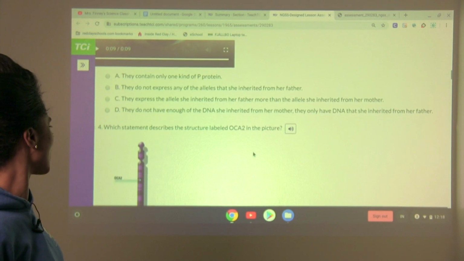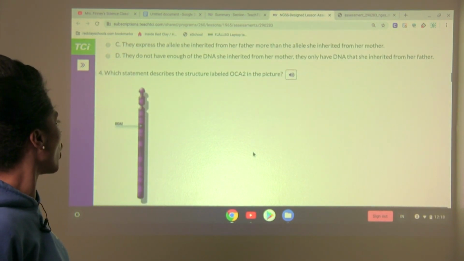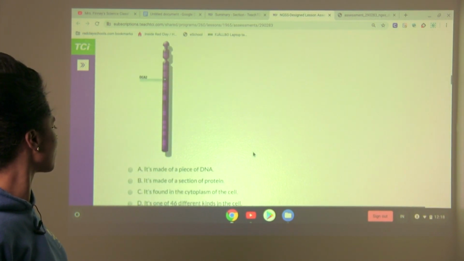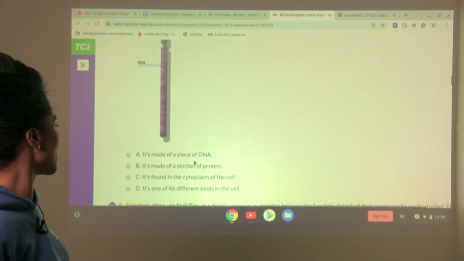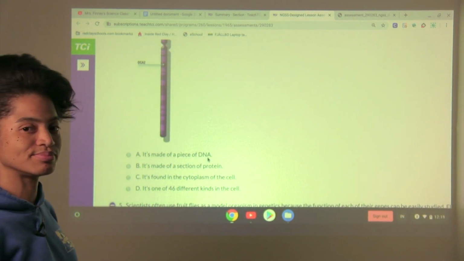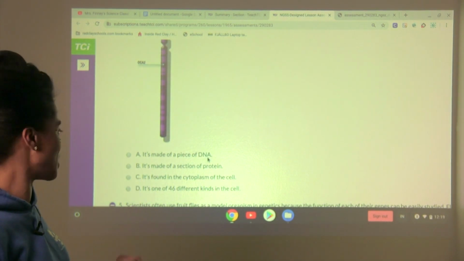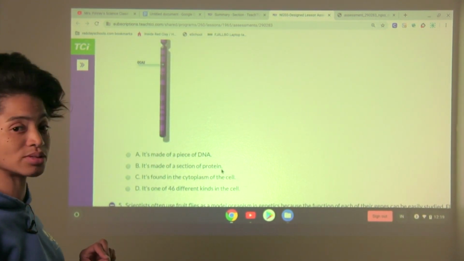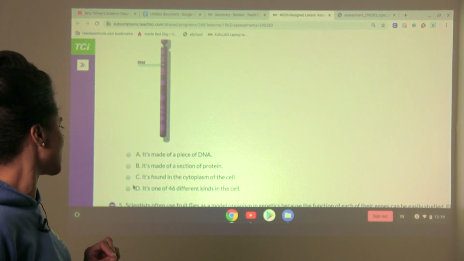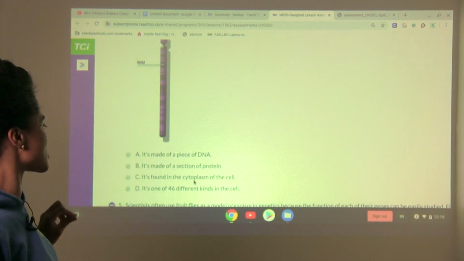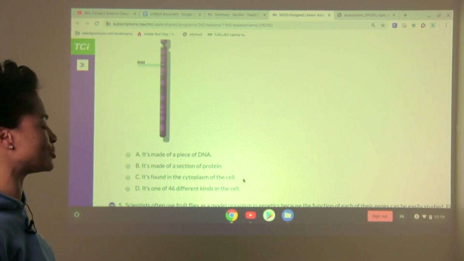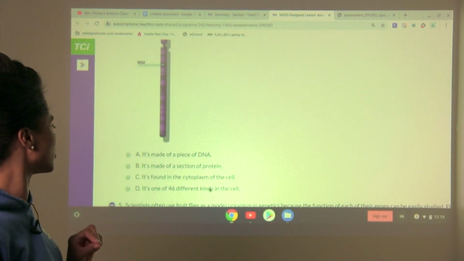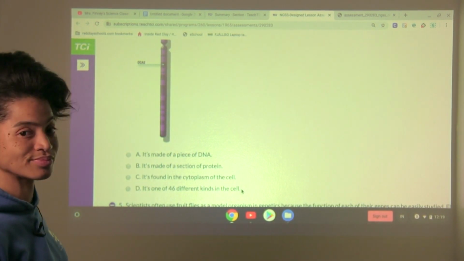Which statement describes the structure labeled OCA2 in the picture? A, it's made of a piece of DNA. B, it's made of a section of protein. C, it's found in the cytoplasm of the cell. D, it's one of 46 different kinds in the cell.